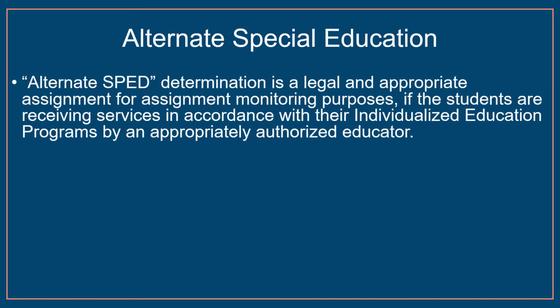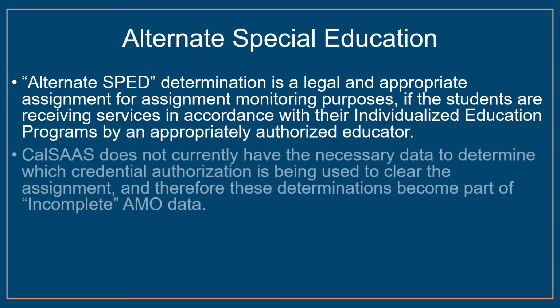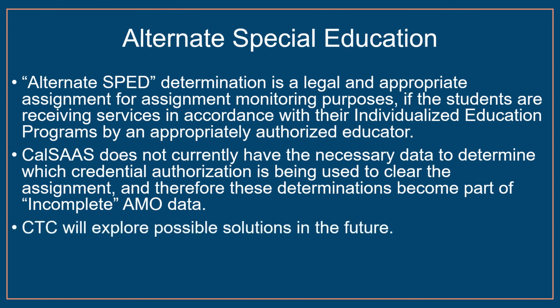Alternate special education. Alternate special education determination is a legal and appropriate assignment for assignment monitoring purposes if the students are receiving services in accordance with their IEP by an appropriately authorized educator. CalSAAS does not currently have necessary data to determine which credential authorization is being used to clear the assignment, and therefore these determinations will become part of incomplete AMO data. CTC will explore possible solutions in the future.